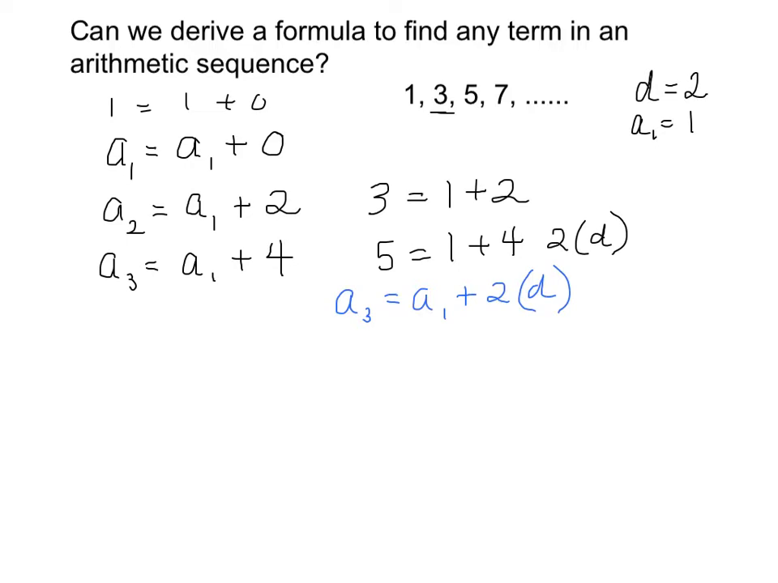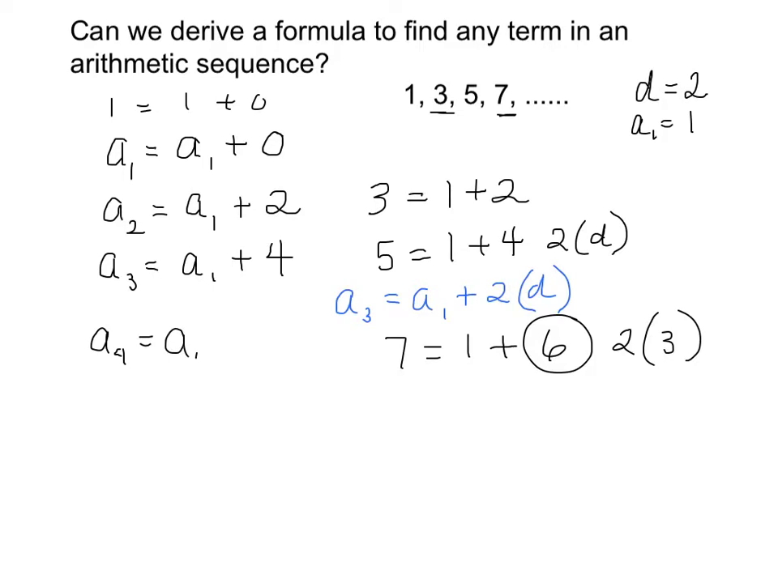Okay, so a sub 4, the fourth term, 7, is equal to 1 plus 6. Well, let's look at 6. The common difference is 2, so this would be 2 times 3. So a sub 4 is a sub 1 plus the common difference, d, times 3. The one above it was a sub 1 plus 2 times the common difference, right?